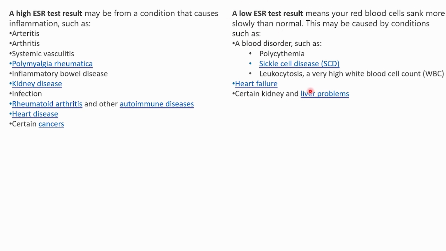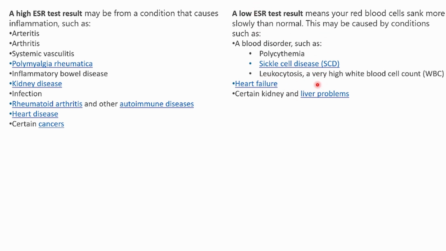What about low ESR? In low ESR, there is something called polycythemia vera. That means there is a huge number of RBCs in the blood. So more number of RBCs, more time it will take to settle. Then sickle cell disease, the shape of the RBCs is sickled, so it is not able to form proper rouleau. Stacking is not happening properly. So it will take more amount of time, okay, to settle. Hence there is low erythrocyte sedimentation rate.